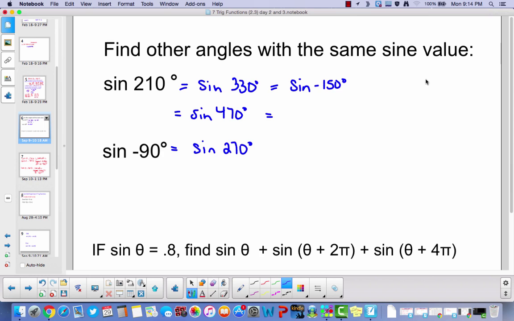$330 is in the fourth quadrant, about there. There's 330, but I could go around one more time and stop on it, and it's still going to give me the same value. So sine of 330 is the same thing as sine of 330 plus 360. Oh, looks like I can't add very well, can I? This should be 570. Oops.